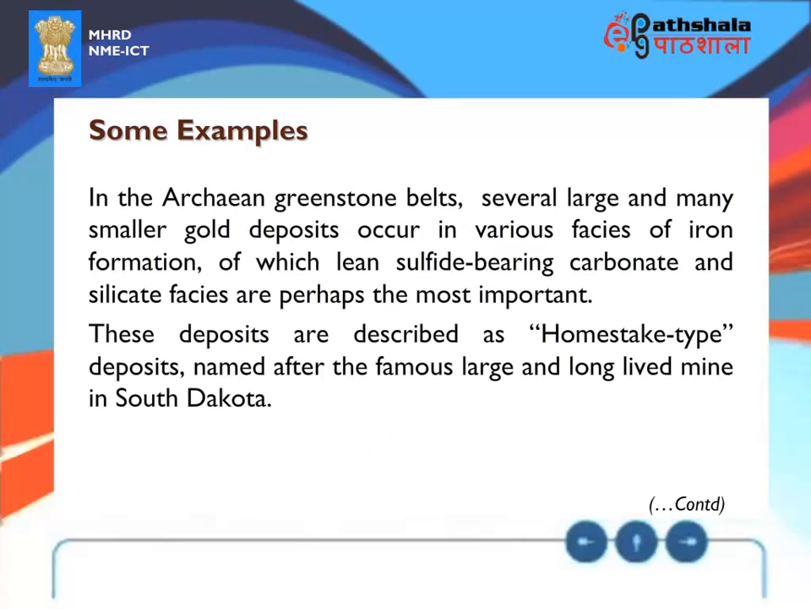In the Archean greenstone belts, several large and many smaller gold deposits occur in various phases of iron formation, of which lean sulfide-bearing carbonate and silicate phases are perhaps the most important. These deposits are described as Homestake-type deposits, named after the famous large and long-lived mine in South Dakota.